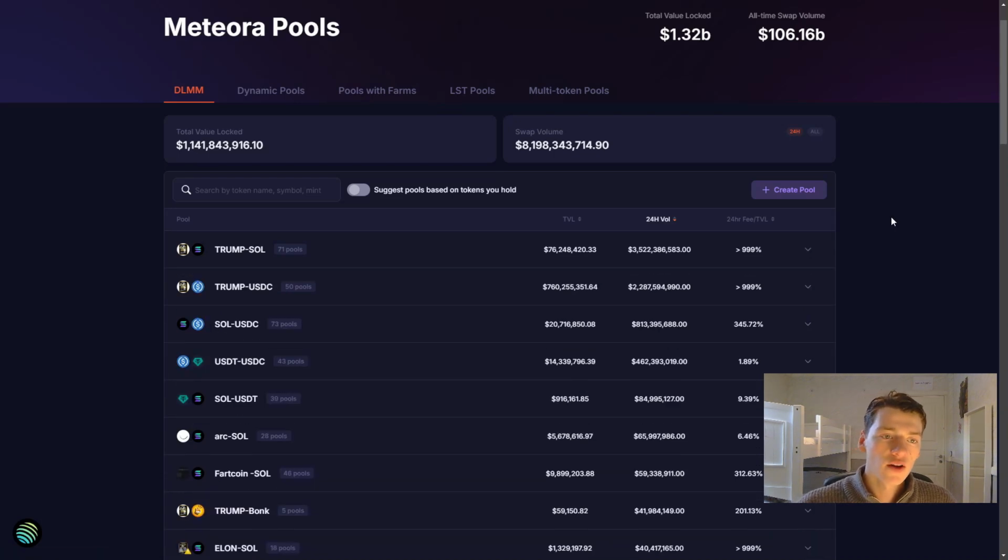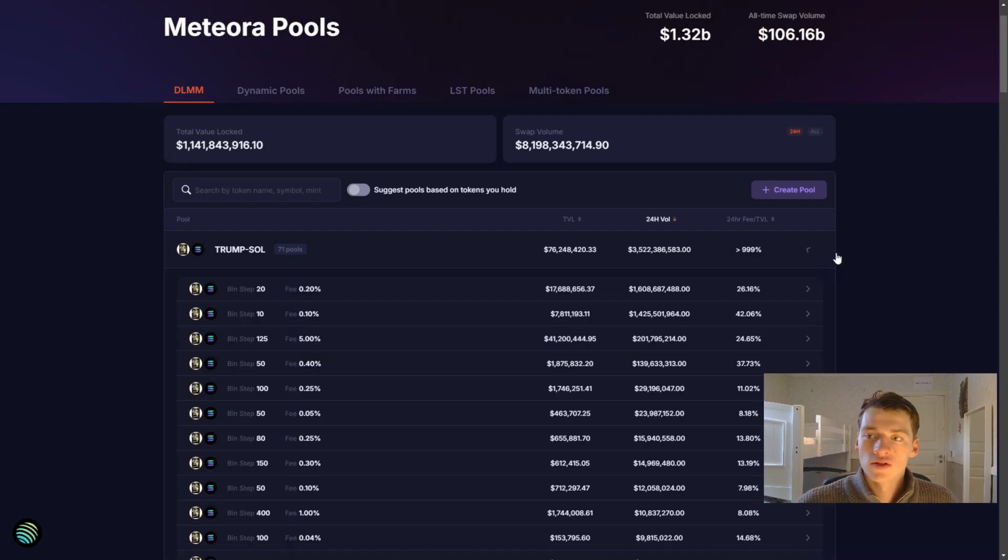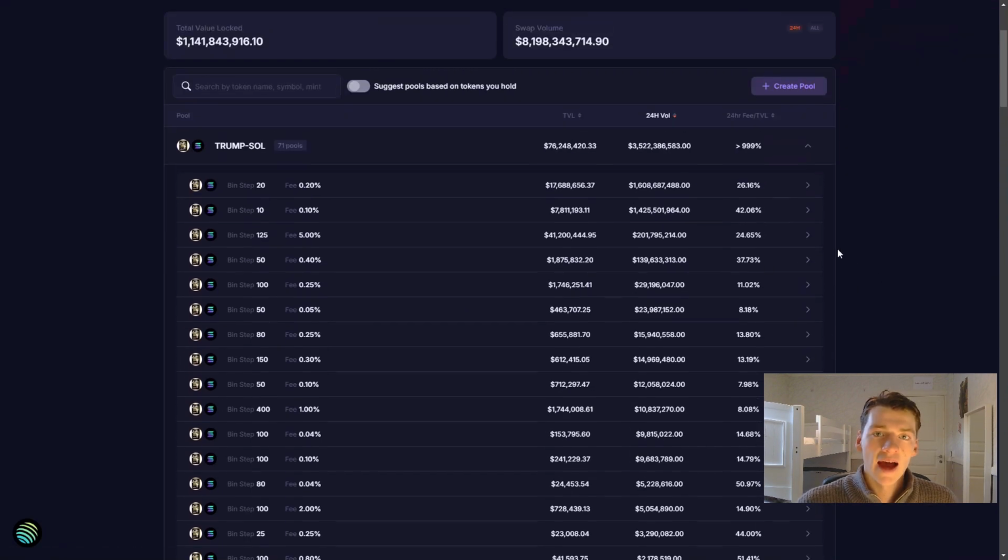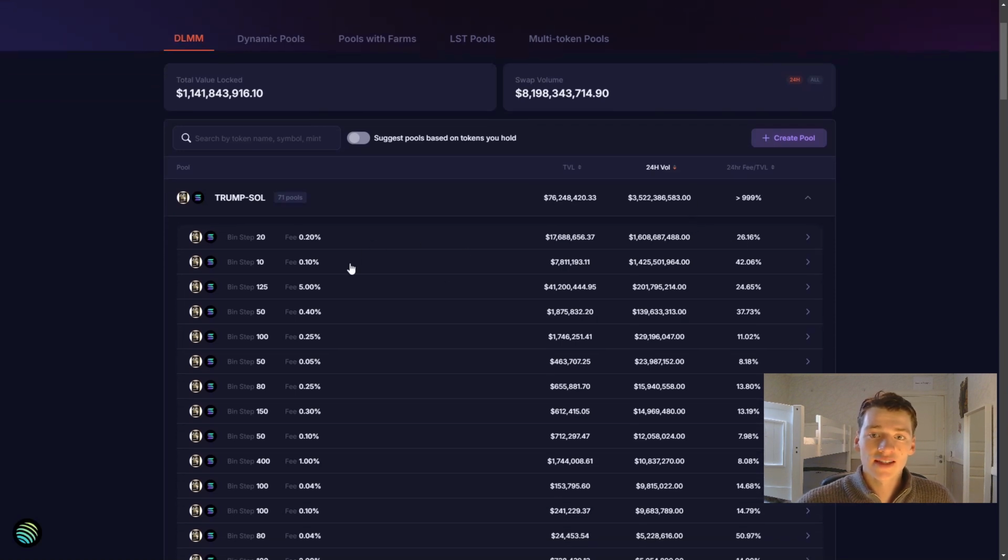So let's say I want to provide liquidity for the Trump Sol pool. So I'll look at all the different pools there are, and I wouldn't want to create my own pool due to the fact that every single pool possible has already been created, as it's just such a popular pair. Then I'd want to choose something with a low bin step. So bin step is the difference between the consecutive bins. So a bin step of 125 is in theory 12.5 times larger than a bin step of 10. And you can see the fees are just here. So the larger bin step you have, typically the higher fee that you have.